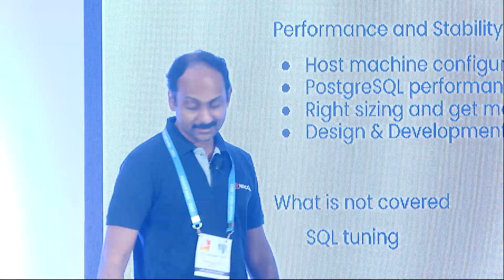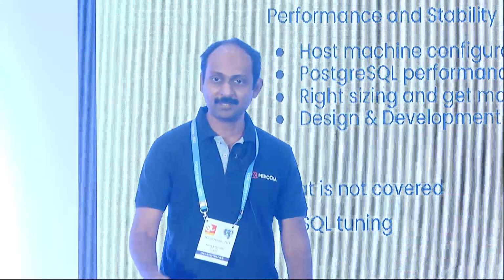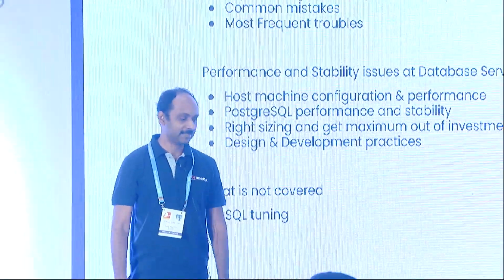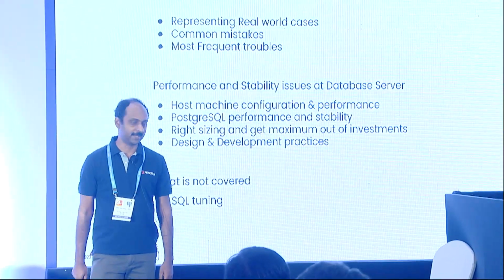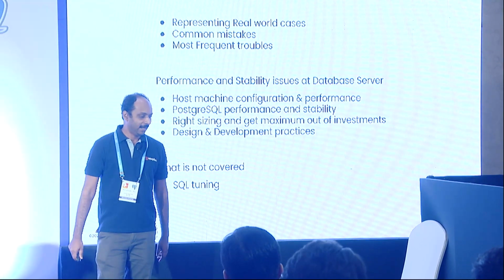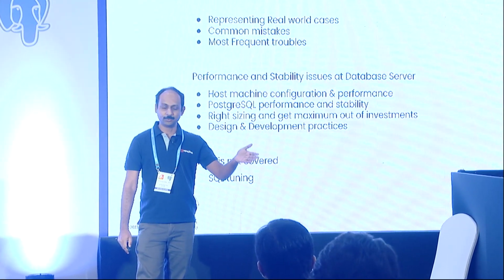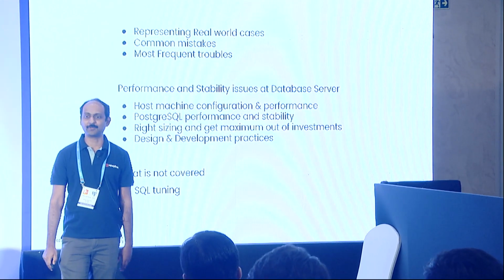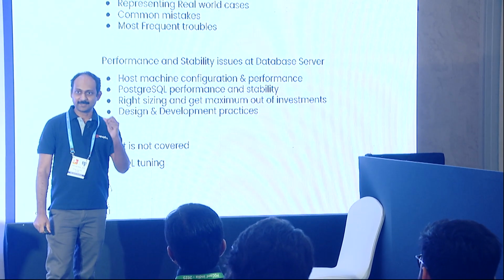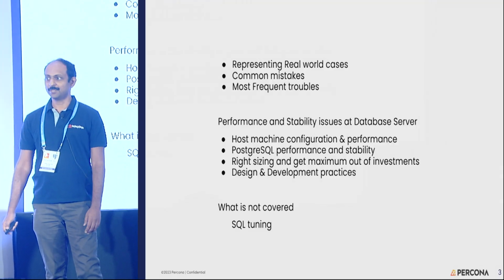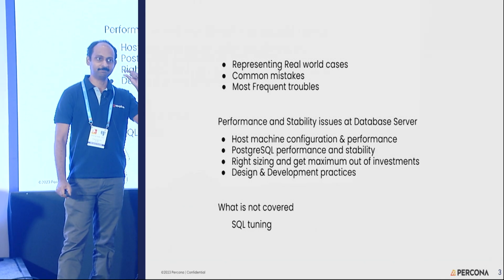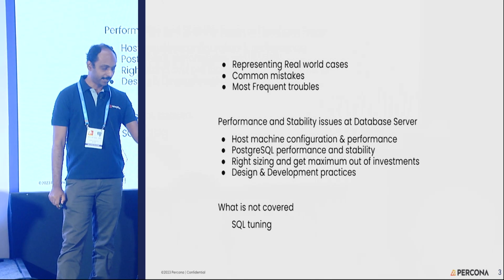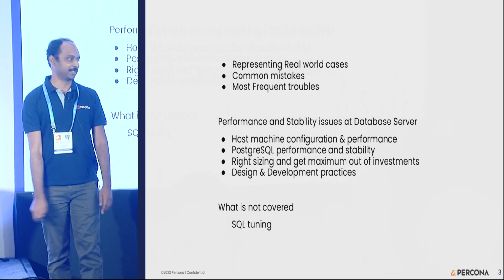And today's topic contains some real world cases, because just talking about abstract things won't be useful for you, and some common mistakes and frequent troubles people face, and how we can identify those problems. We should start looking at things from the host machine onwards: the host machine configuration and performance, PostgreSQL performance and its stability, and right sizing, because now everyone is conscious about the cost involved. So we should have a proper sizing and good design and development practices. Today I am not going to cover the SQL tuning part because time won't be sufficient for that.